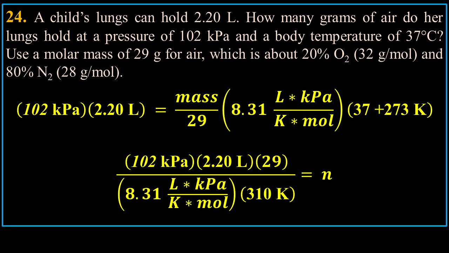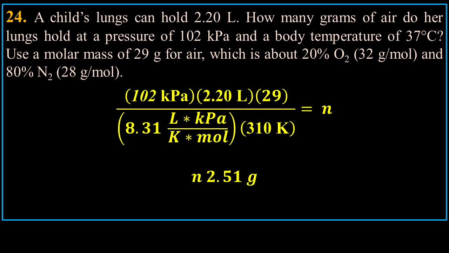So m is going to be 102 kilopascals times 2.2 times 29 divided by 8.31 divided by, remember you've got to hit divided by twice if you don't want to say that the bottom is in parentheses. Both are in parentheses, not individually. And the answer is 2.51 grams.